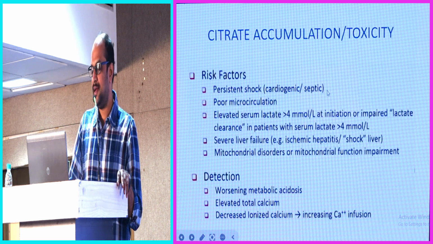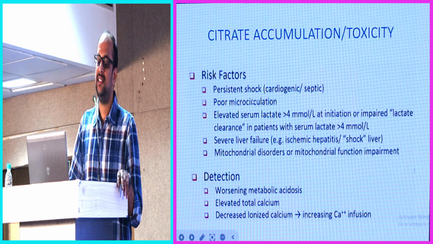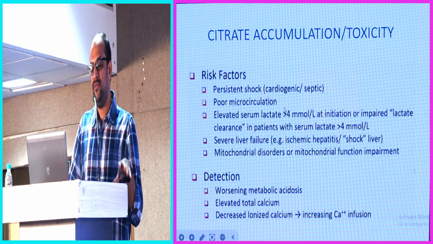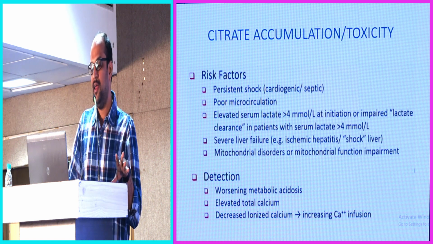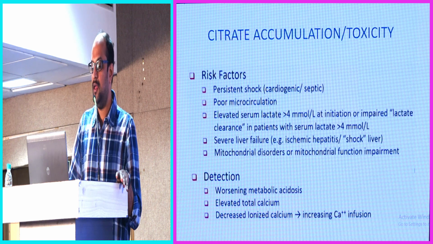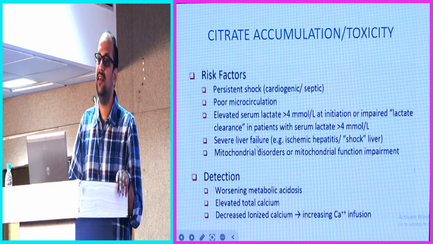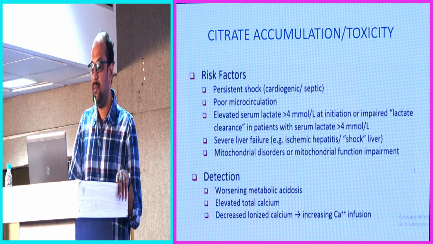So coming to citrate accumulation and toxicity, the risk factors are persistent shock. If the patient is having severe cardiogenic shock or septic shock, the perfusion to important organs like the liver and skeletal muscles will be low, so the citrate will accumulate in the body. And if there is significant lactic acidosis, severe liver failure, or any mitochondrial disorder, the chance of citrate accumulating will be very high.